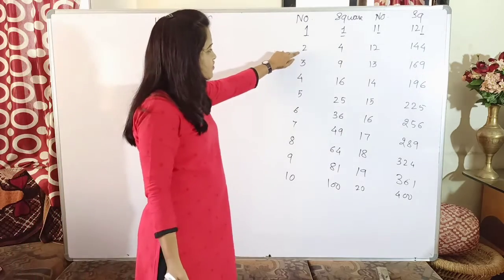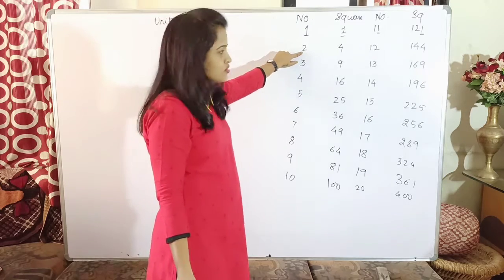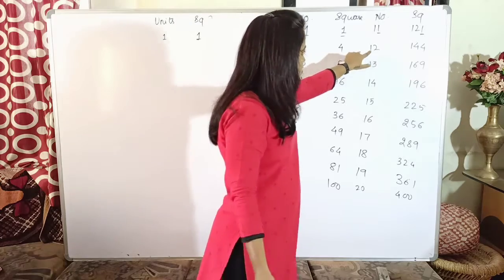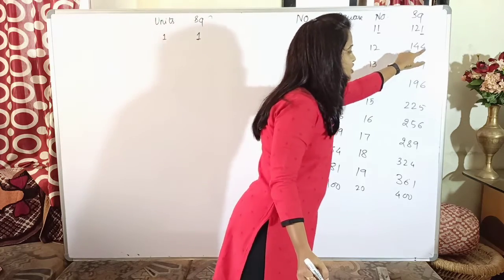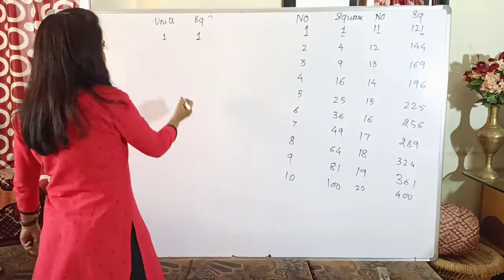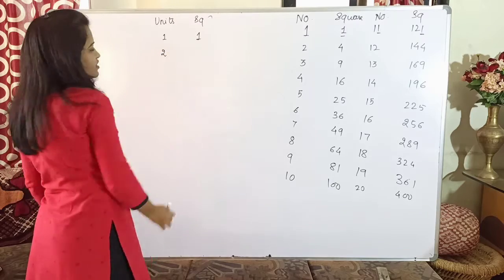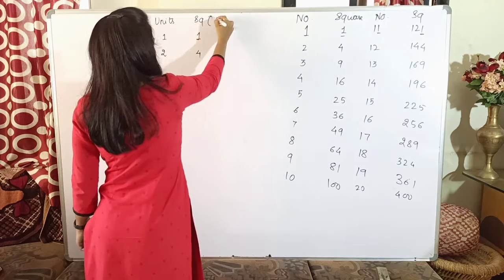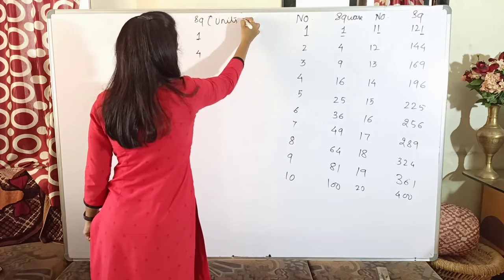What next? If the unit place digit is 2, the unit place in the square has 4. So if the unit digit of the number is 2, the square has 4 in the units place.